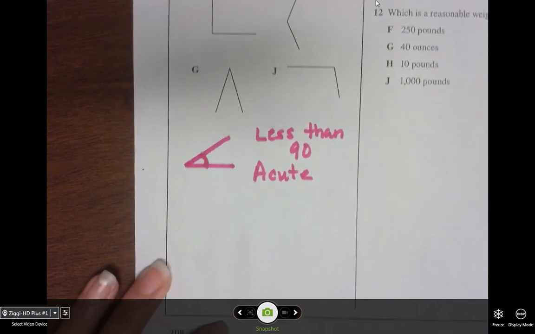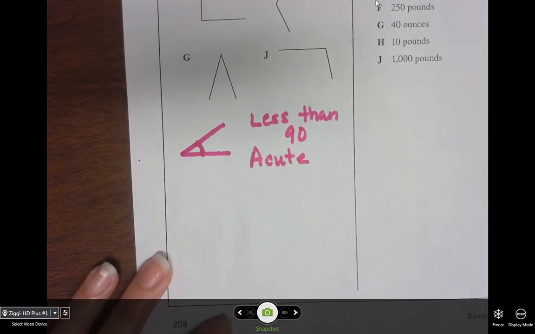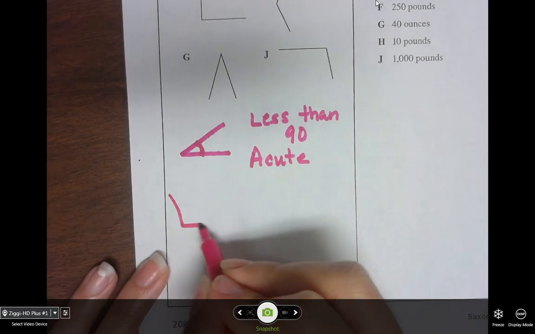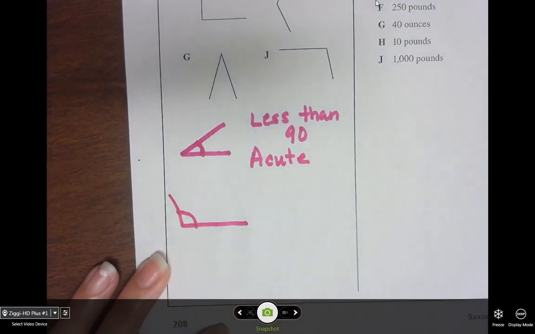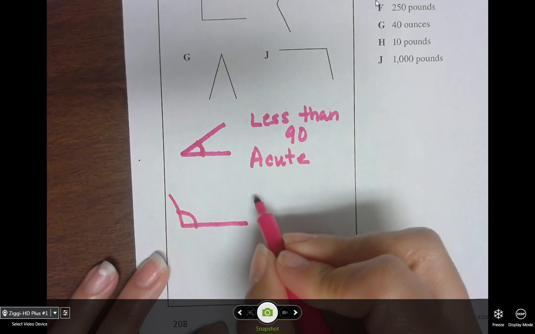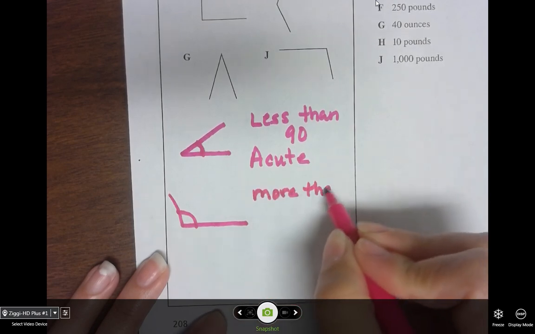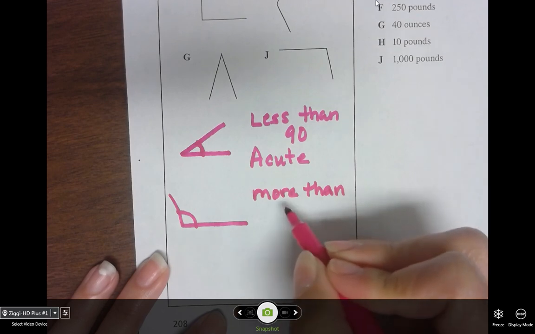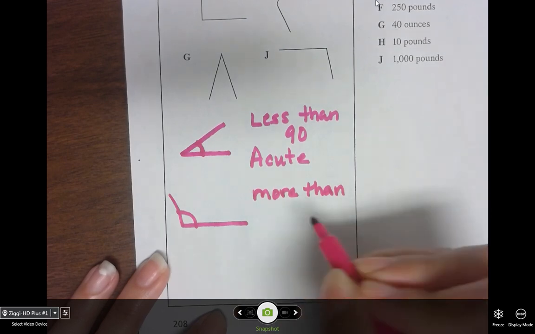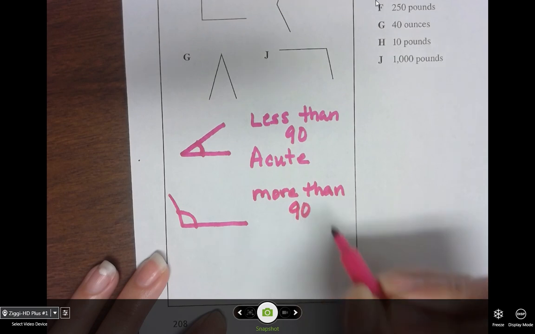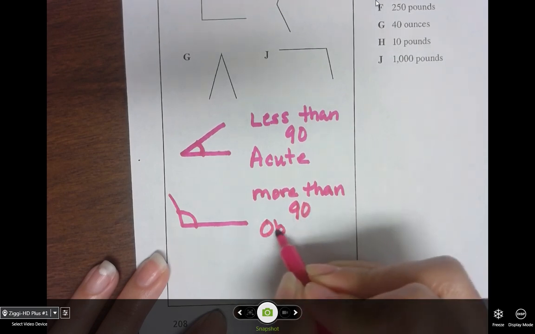All right. Okay, so let's go to the big one. Obtuse angle. Does it look like that? It sure does. So, an obtuse angle is always greater than 90 degrees. Oh, I just wrote the word more down. That's the same thing as greater. Right, greater and more. Okay. More than 90. And that was called an obtuse angle.